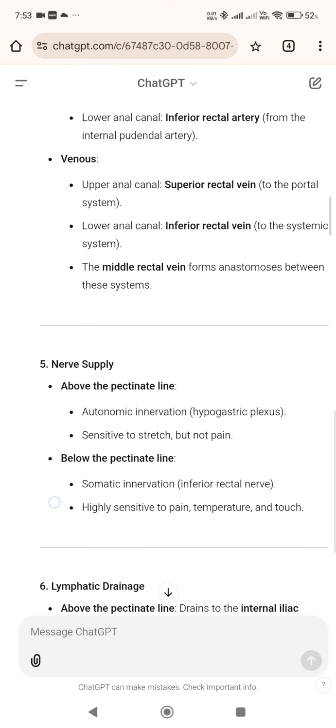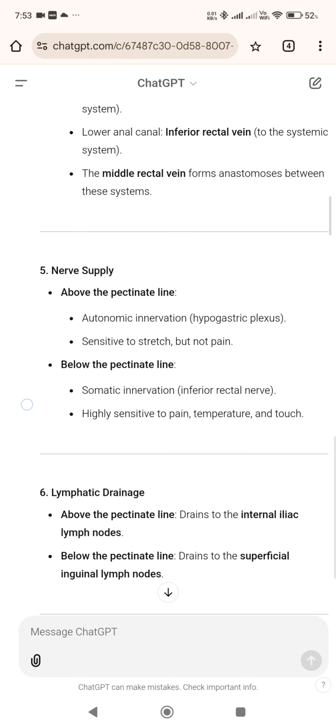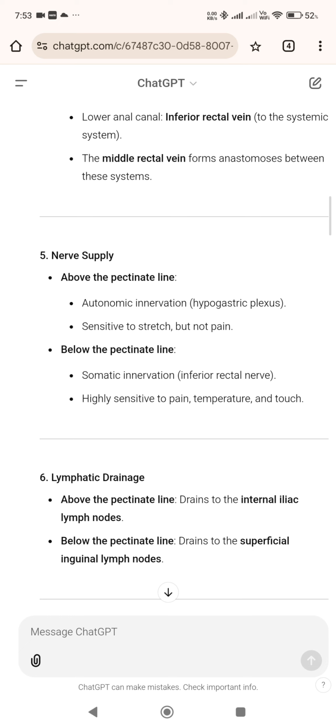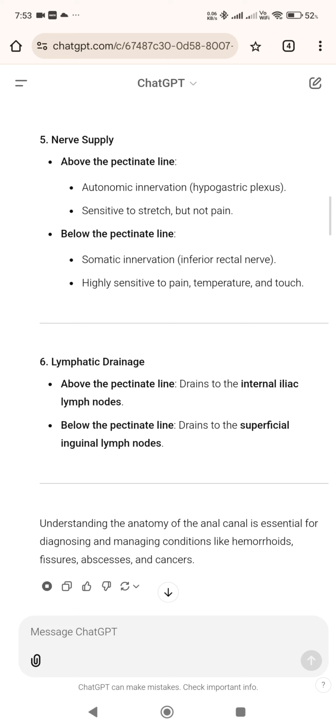5. Nerve supply. Above the pectinate line, autonomic innervation, hypogastric plexus, sensitive to stretch but not pain. Below the pectinate line, somatic innervation, inferior rectal nerve, highly sensitive to pain, temperature, and touch.